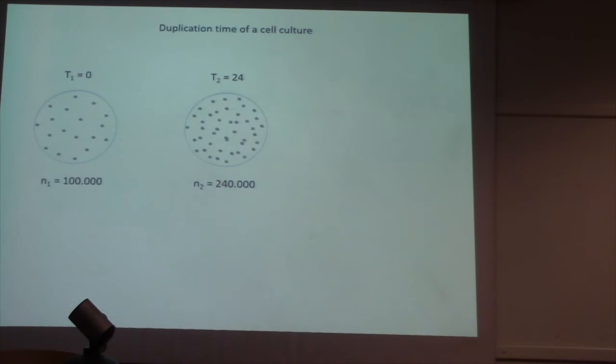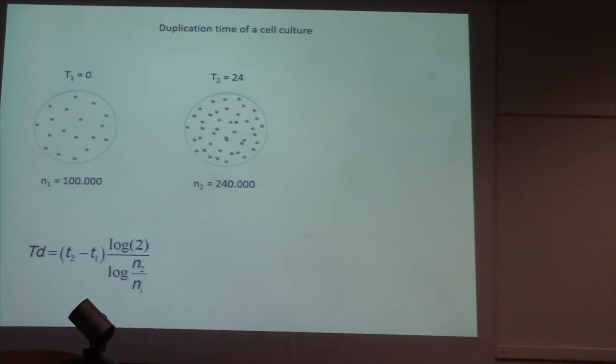Correct. So there is a formula which looks ugly, but it's very simple in fact. Here it is. Duplication time equals time 2 minus time 1, times logarithm base 10 of 2, this is a fixed number, over logarithm base 10 of n2 over n1.